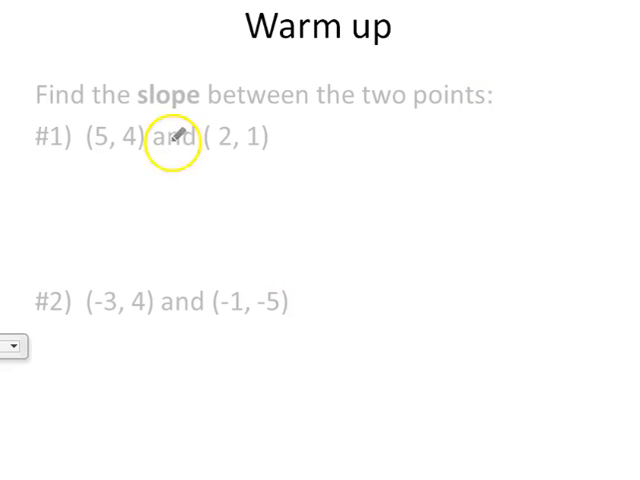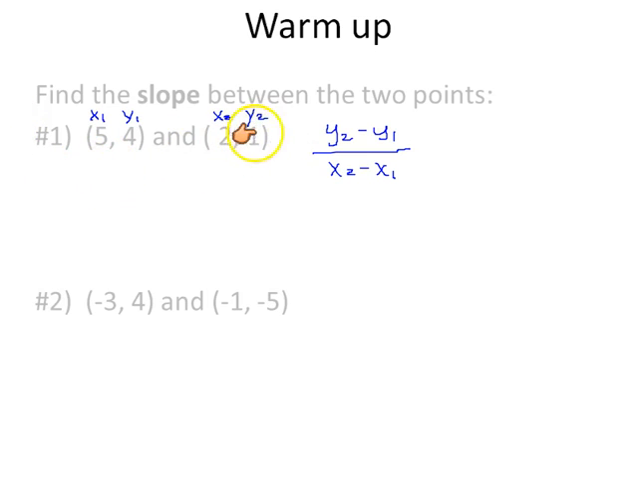All right. So here, number 1, we're going to find the slope between 5,4 and 2,1. Let's remind ourselves of that formula. We find the change of y's over the change in x's. If we want, we can label our coordinates as x1 and y1 and x2 and y2 to help us plug into the formula. We take the second y coordinate and subtract the first y coordinate.